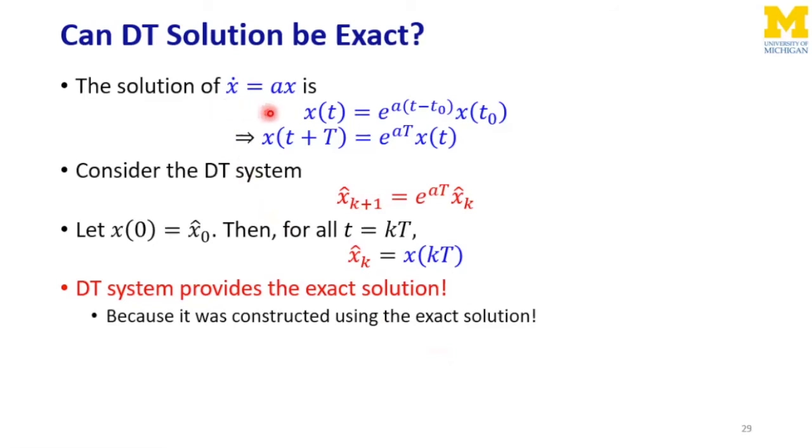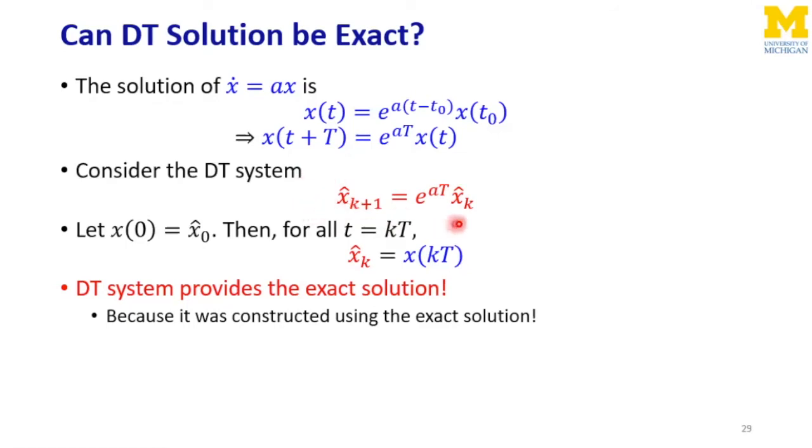So we have seen the system many times now, x dot equals ax. This is very easy to solve. The solution is shown here. x of t is just given by this exponential times the initial condition. And I can rewrite this solution as this. So x of t plus big T is given by exponential of a big T times the state at time t. Now looking at this solution, let's construct a discrete time system, and the discrete time system is given by this. We just consider this discrete time system.